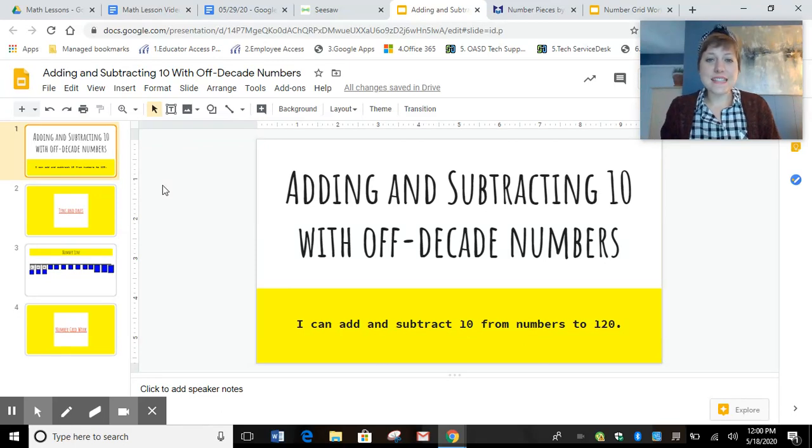First graders, our lesson today is adding and subtracting 10 with off-decade numbers. In this lesson, we're going to be working on adding and subtracting 10 from numbers to 120. But instead of our numbers ending in a 0, our numbers are going to be ending in other digits, and we're going to be counting up and down that column.